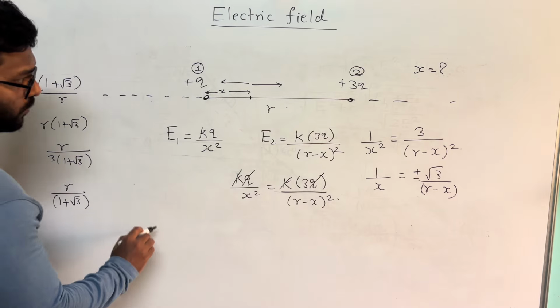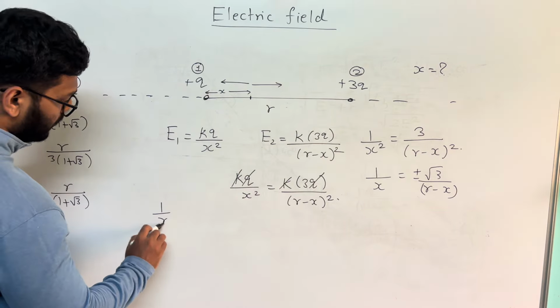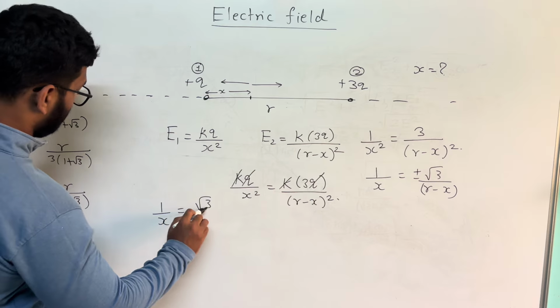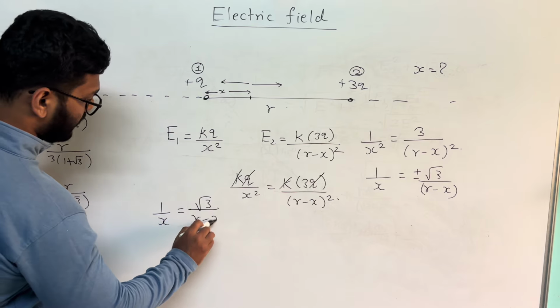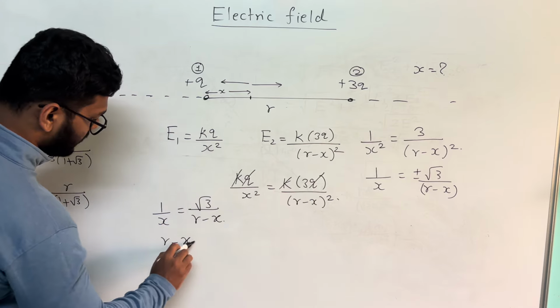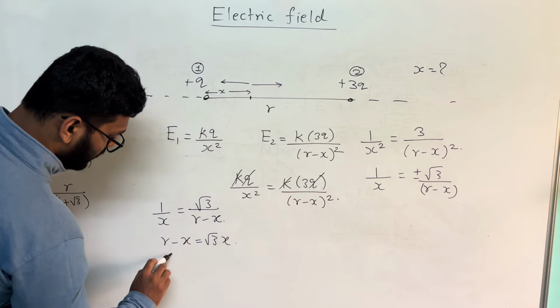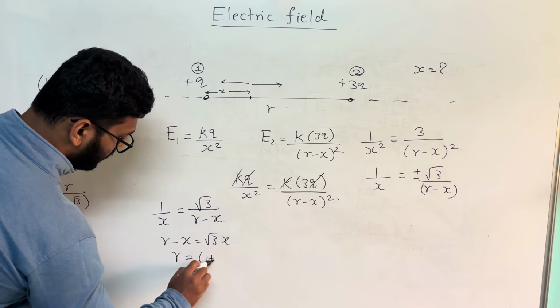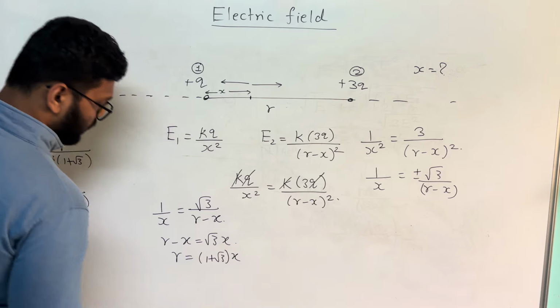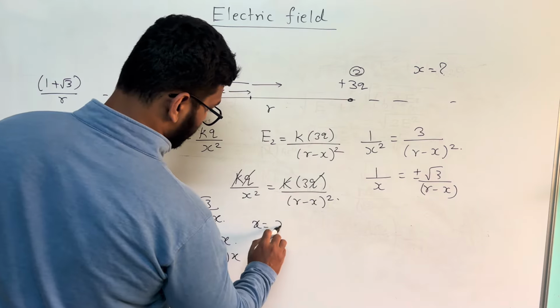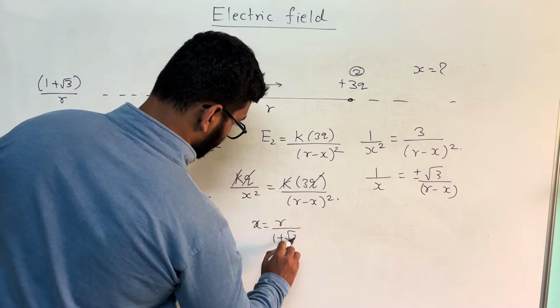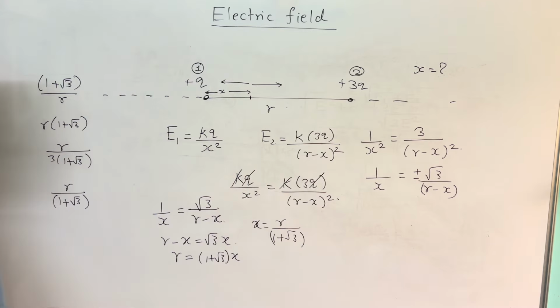Let's see. So if I take a positive sign, 1 upon x is root 3 upon r minus x. So if I solve it, r minus x is equal to root 3 x. Now if this goes here, r is equal to (1 plus root 3) times x. So x is r by 1 plus root 3. Okay, x is r by 1 plus root 3.